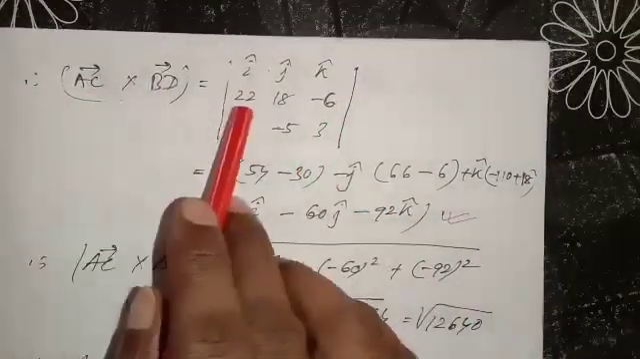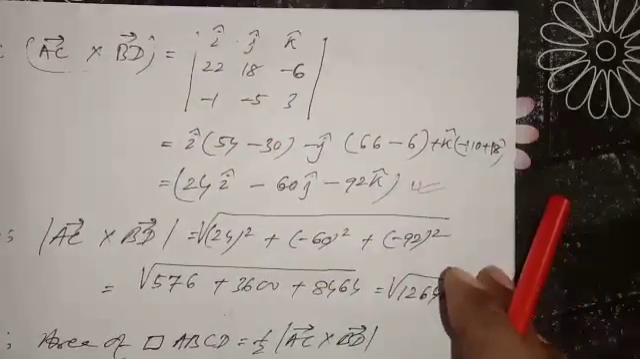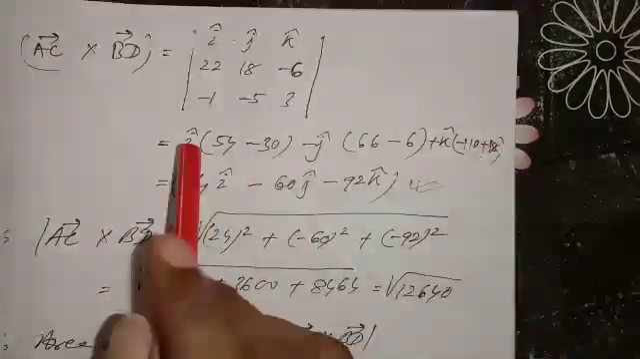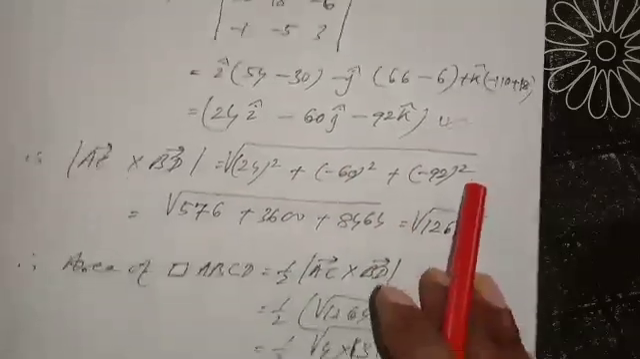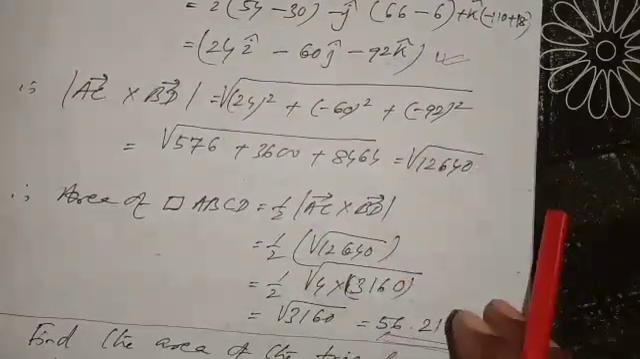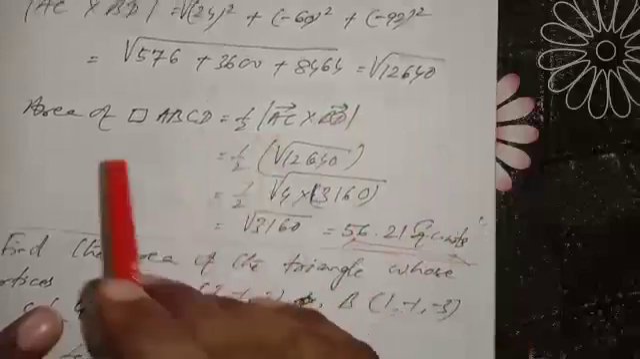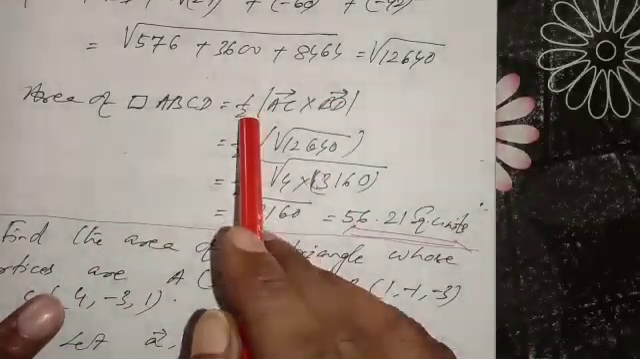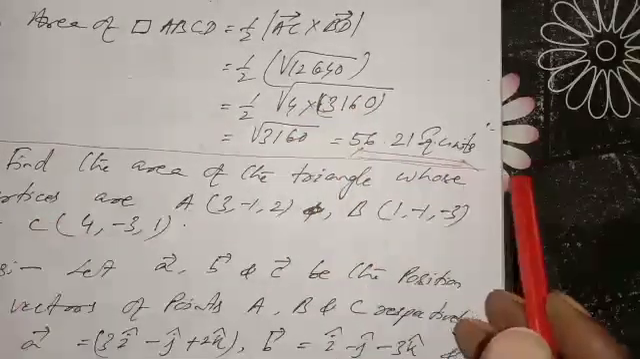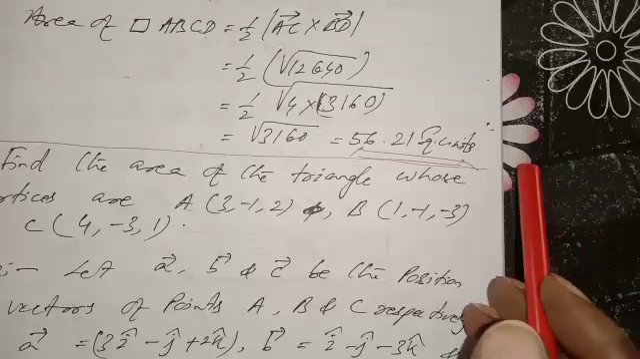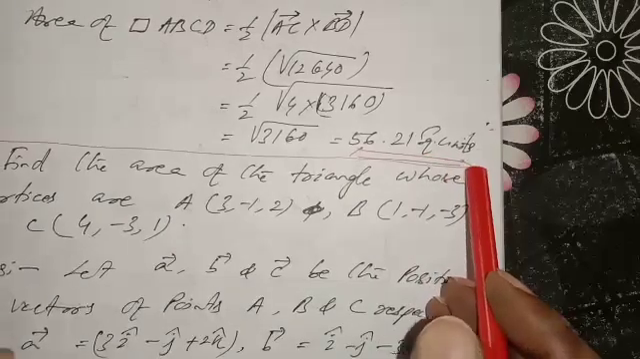Write i, j, k; AC components 22, minus 18, minus 6; BD components minus 1, minus 5, 3. Next you have to open the bracket using determinant properties. It is coming 24i minus 60j minus 92k. Next you have to find the magnitude of AC cross BD, which is coming root over 12640. Therefore the area of quadrilateral ABCD is half the magnitude of AC cross BD, which is coming 56.21 square unit. In this way, question number 4, on the cross product of two vectors, is completed.